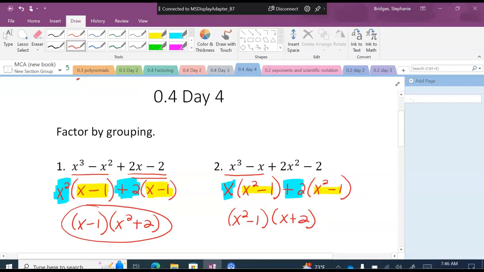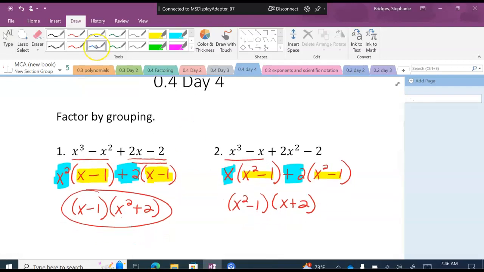And then we just need to look and decide if we're finished or if we can continue to factor either one or both of those. Looking at your first binomial, x squared minus 1, are those either both perfect squares or both perfect cubes? They are both perfect what? X squared and 1. Perfect squares. Okay, so we can actually continue to break that down.